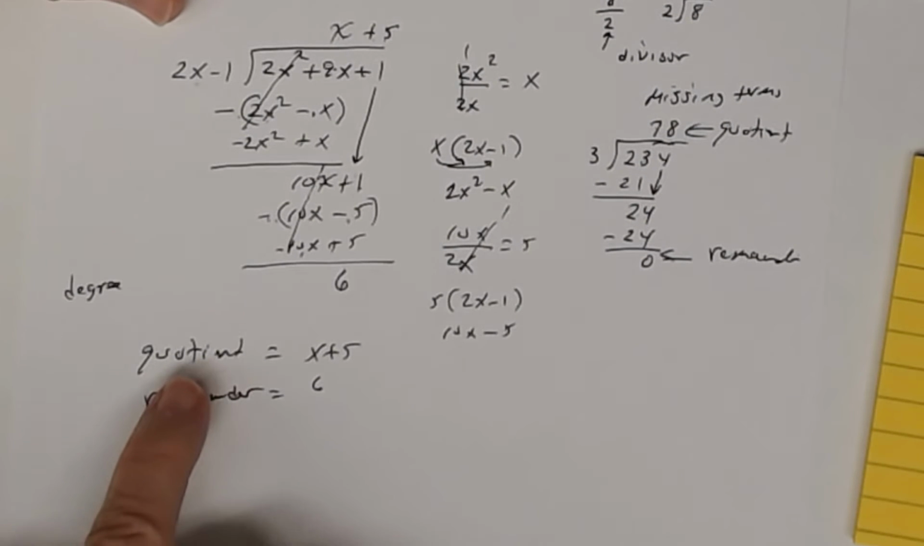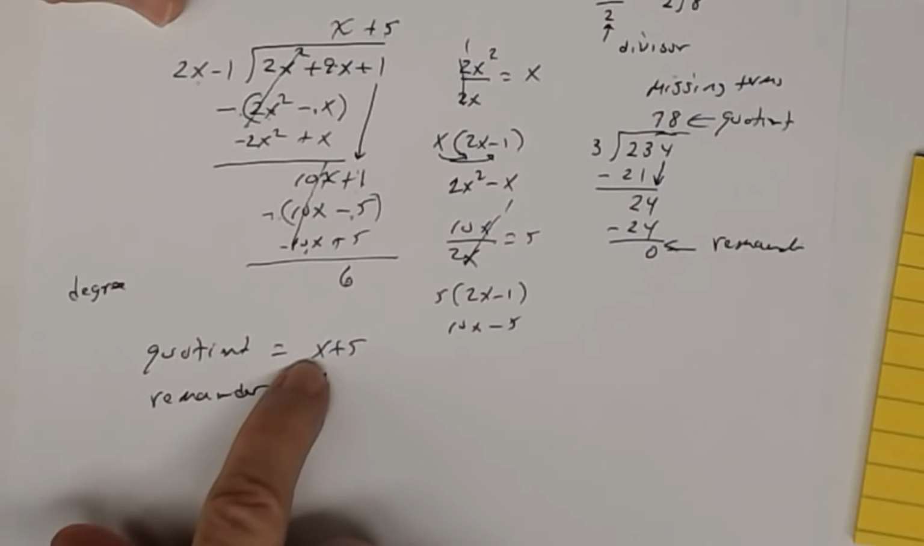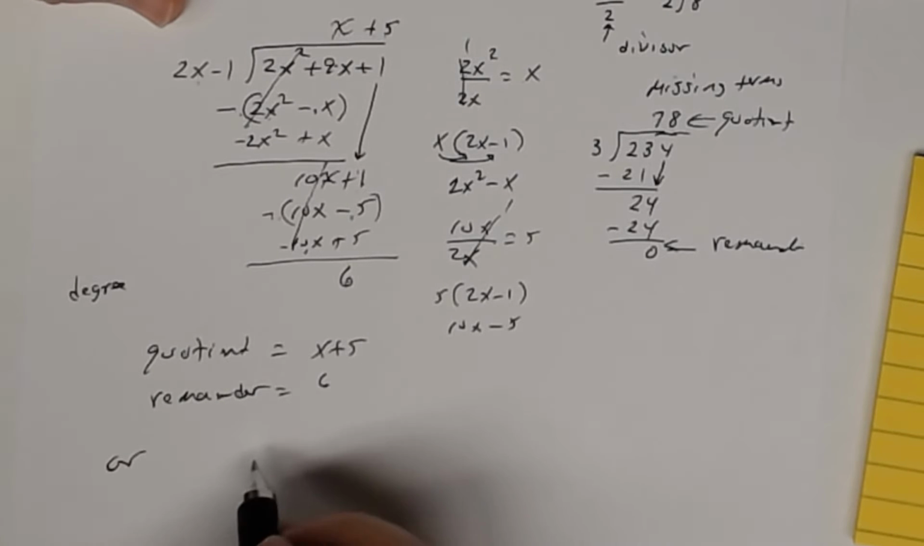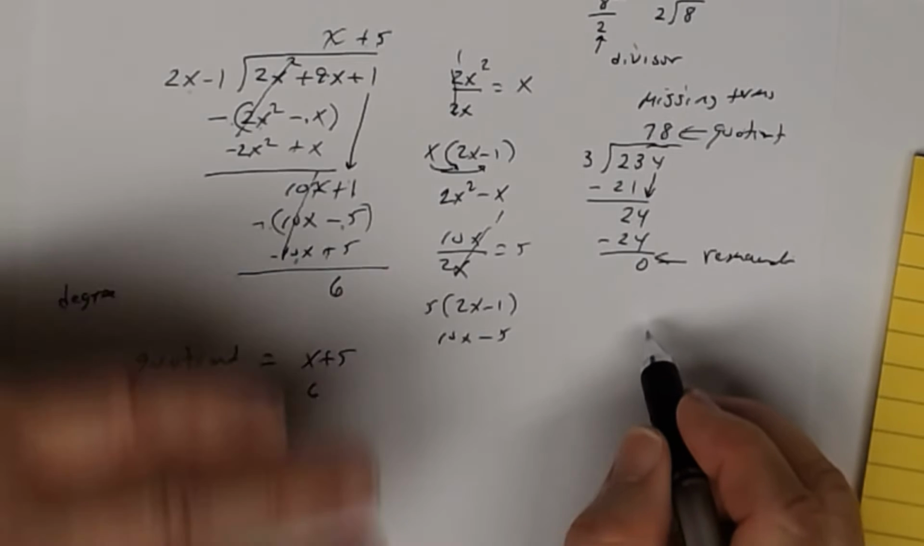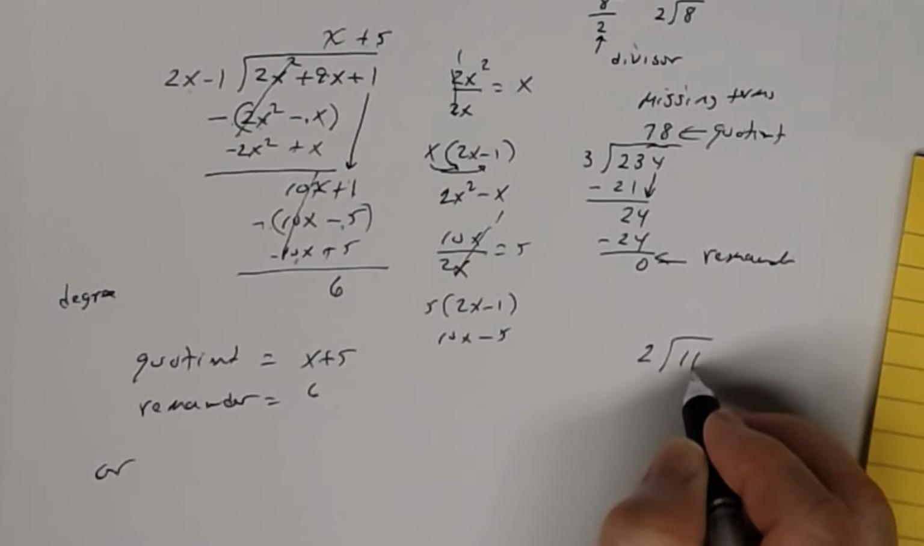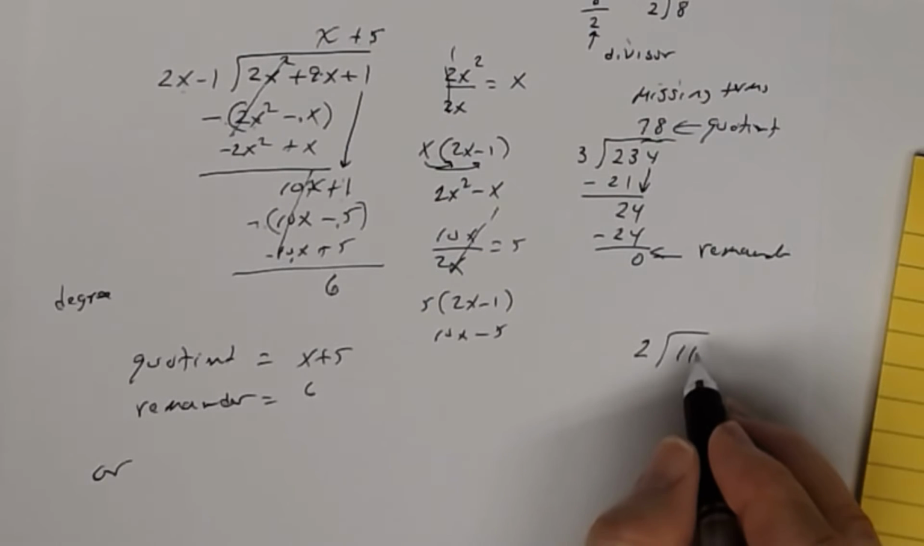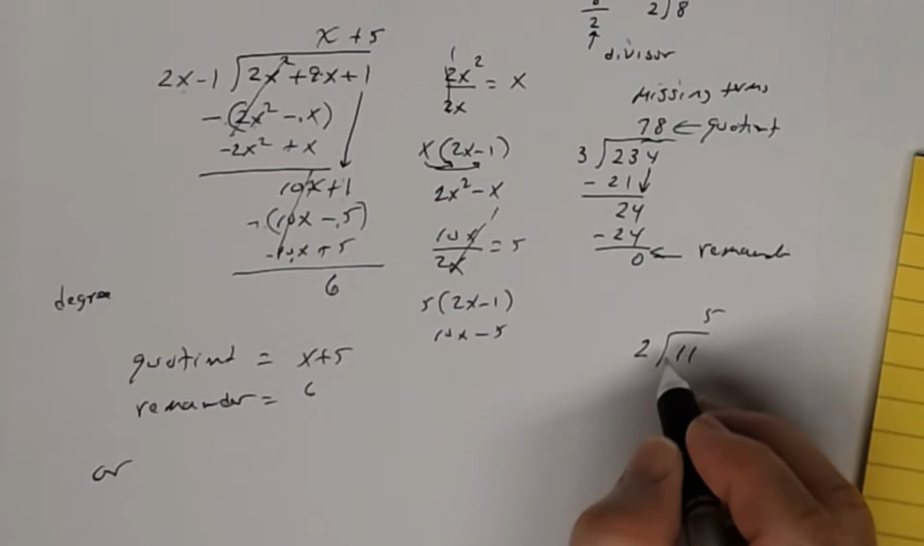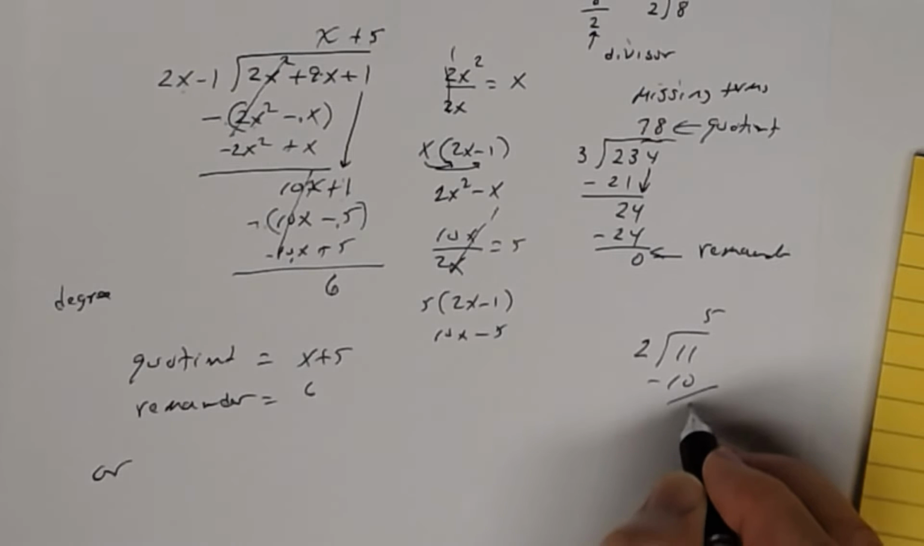So sometimes you're going to be told to say what the quotient is, and what the remainder is, or you can actually write it like this. So let me just remind you. Suppose we had 2 divide into 11. So 2 into 11 will go 5 times. 5 times 2 is 10 with a remainder of 1, right?